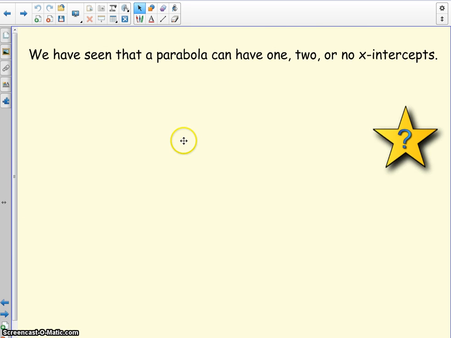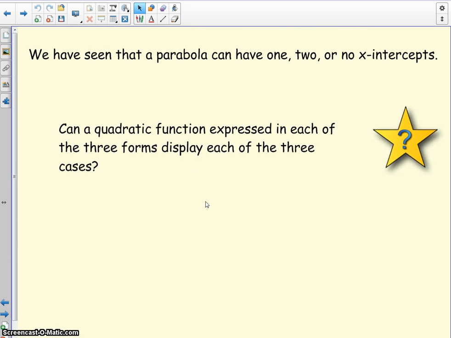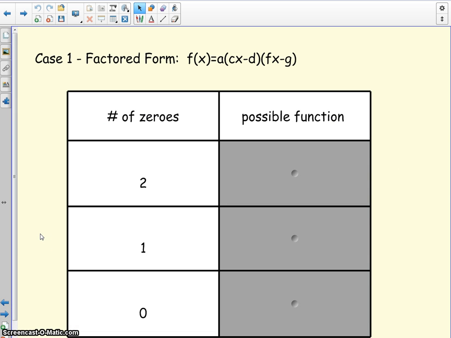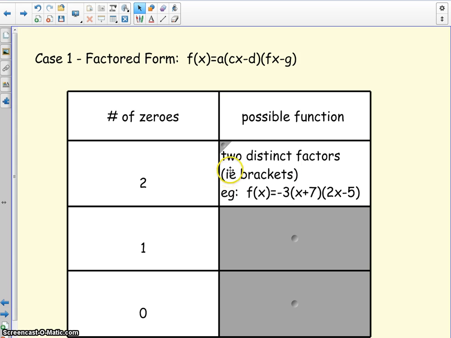So now that we know that's the case, we look at three main forms: standard form, factored form, and vertex form. Can we express each of these three cases, 0, 1, or 2 x-intercepts, in each of these forms? Okay, so let's think about that for a sec. Let's take a look at factored form first. So you could probably pretty quickly write a factored form that has two zeros. You're going to have two distinct factors or brackets. So here's a perfect example right here. This one has x-intercepts at -7 and 5/2.